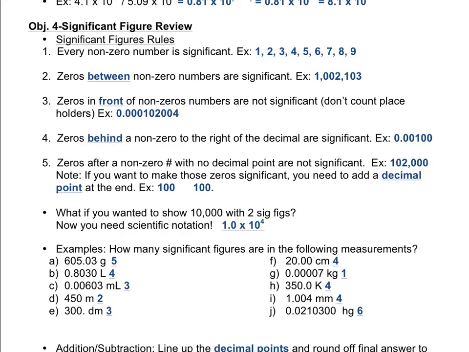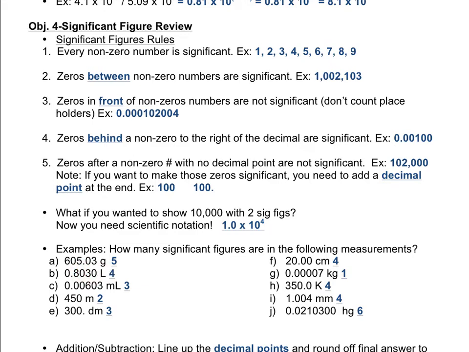So looking at A, the 0 between counts, this one's also in between, and it's also after a non-zero to the right of the decimal place, so that counts no matter what. So we have 5 sig figs, all of them count. Looking at B, this 0 in front does not count. The 8 and the 3 count, of course. This 0 in between counts. This last 0 also counts because it's after a non-zero to the right of the decimal place.